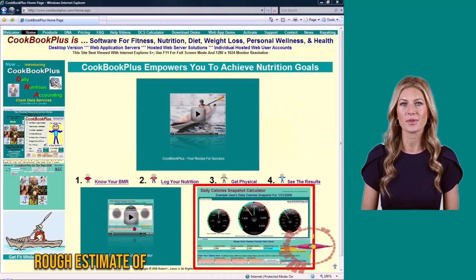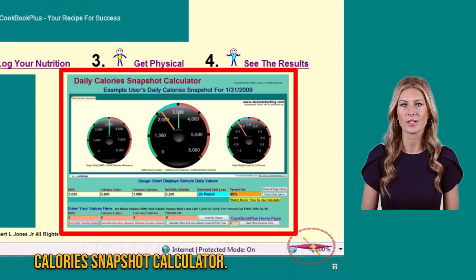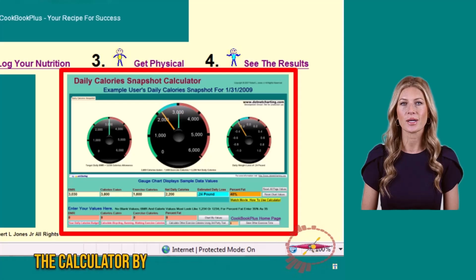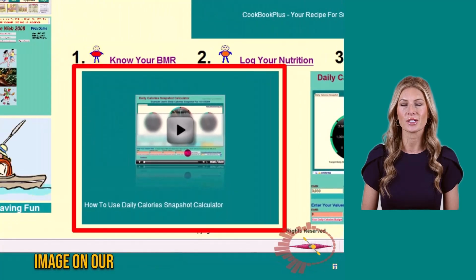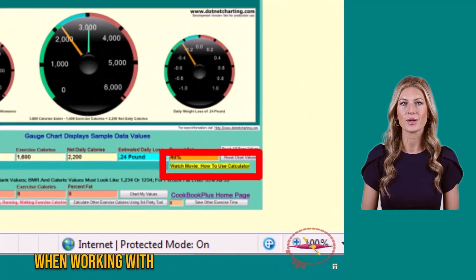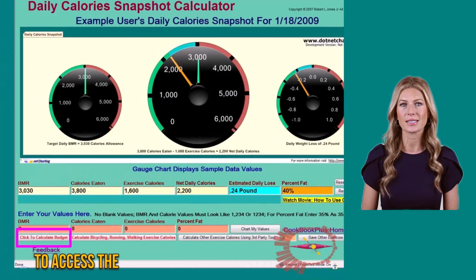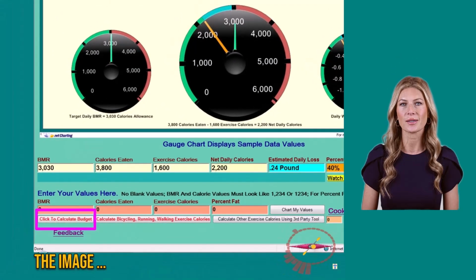To get a rough estimate of your personal BMR, use our Daily Calories Snapshot Calculator. You can access the calculator by clicking the calculator image on our homepage. Before using the calculator, watch the short How To movie. When working with the calculator, click the yellow link for more detailed instructions. To access the calculator, just click the image.